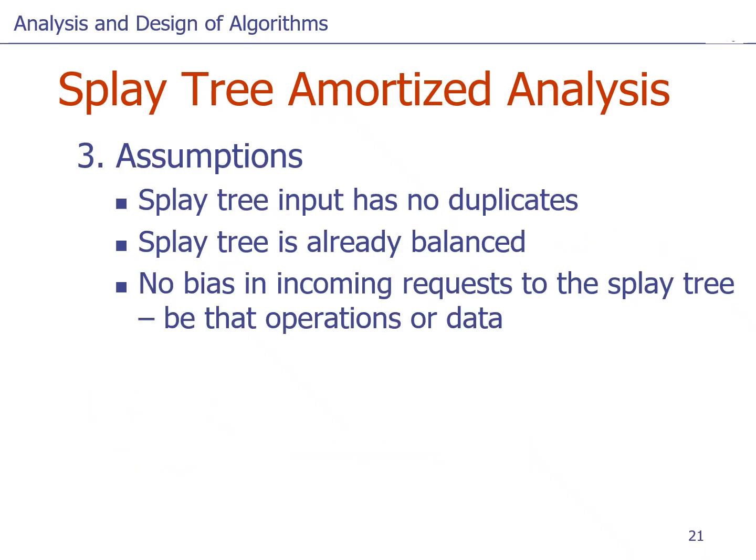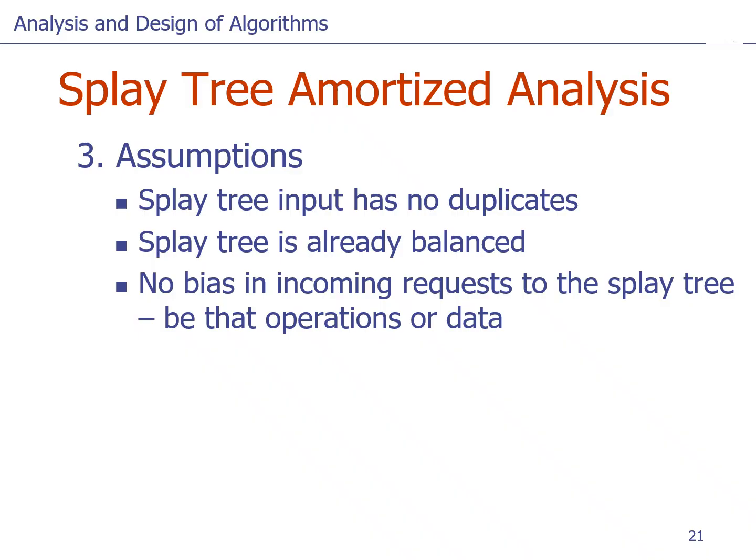What are the assumptions? Display tree has no duplicates. I just want to simplify my analysis. Okay, display tree is already balanced, and this is a fair assumption. Some of you might say, well, we have seen examples where it's not turning out quite balanced, and the answer is yes. But I'm not going to analyze how long I've been running, but if you have been running for a while, it will be balanced.